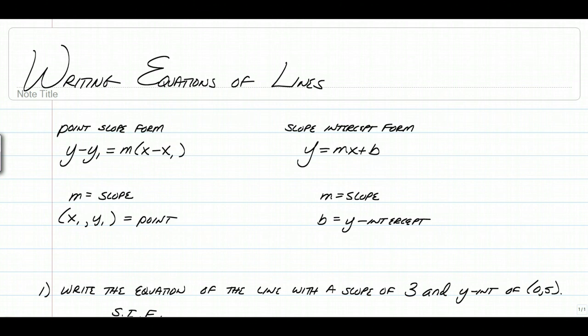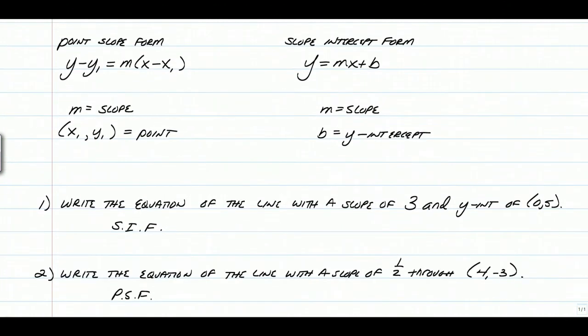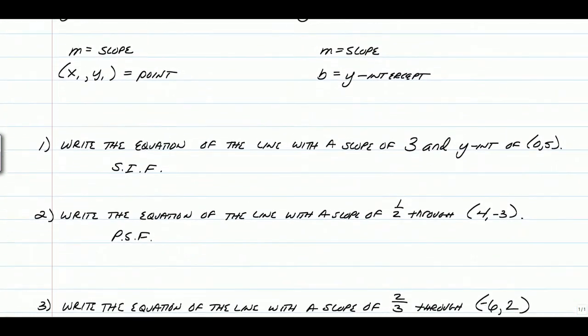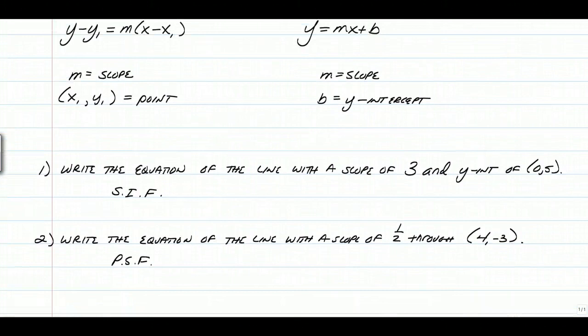So 0, comma something. And what we're going to do is start out real simple so you can see just the basics of each form. The first example says, write the equation of a line with a slope of 3 and a y-intercept of 0, comma 5. So 3 is our m, and 0, 5 is our b. So slope-intercept form is just y is equal to 3x plus 5.